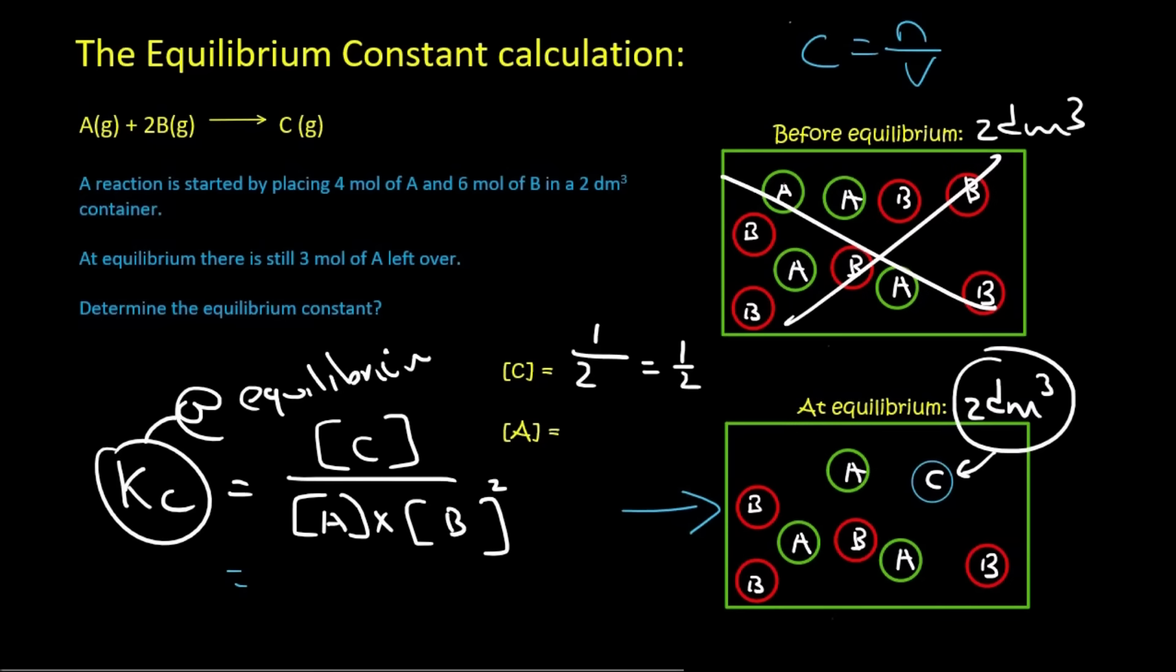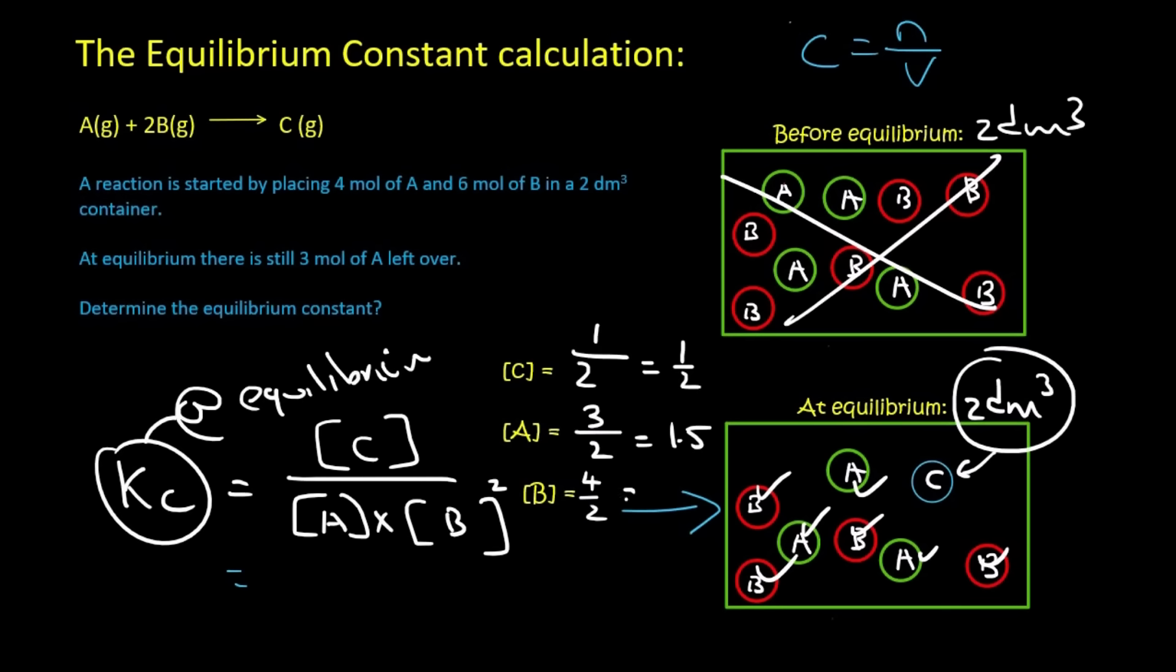The concentration of A would be 3 out of 2, and so that's just going to be 1.5. And then lastly, the concentration of B would be 4 out of the volume, which is 2, and that gives me 2. So we can go fill these values in now.